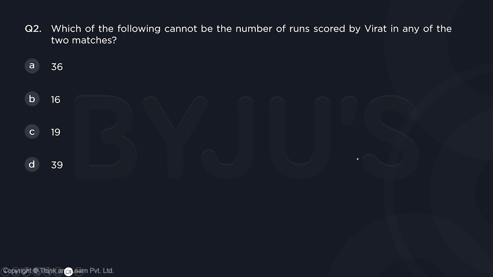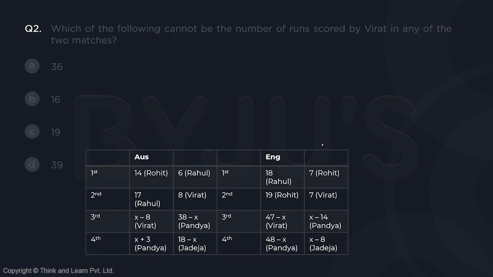Here is question number 2 now. It says, which of the following cannot be the number of runs scored by Virat in any of the two matches? Let's have a look at this. As we know that X is anything from 14 to 18. So what can be the runs scored by Virat?